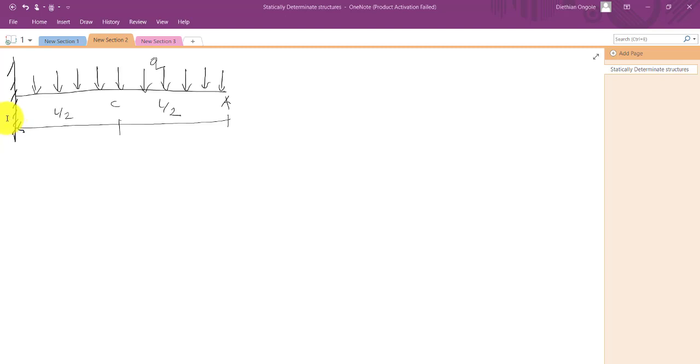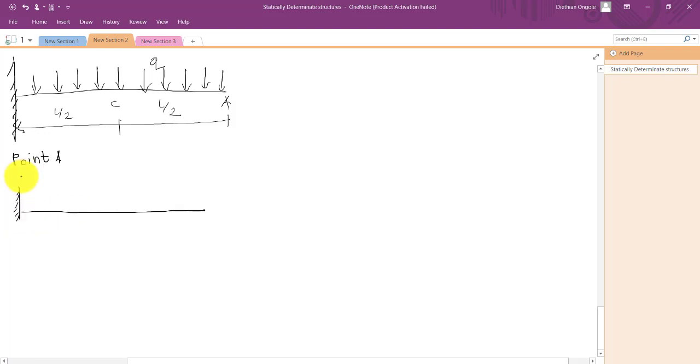The next example we are going to look at is that of the action of a distributed load on a cantilever beam. Still, the question requires us to find the displacement at point A and then at point C. Starting with point A, our first step is to draw the bending moment diagrams. Let's begin by drawing the bending moment diagram of the action of the original force, and we'll have such a diagram here.